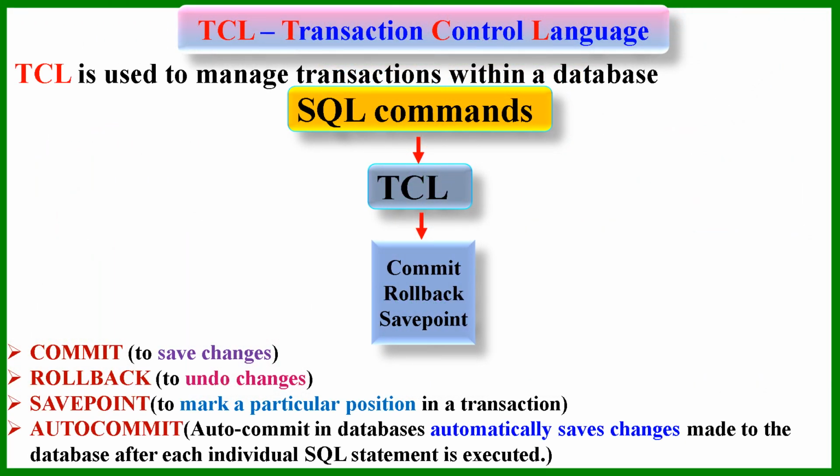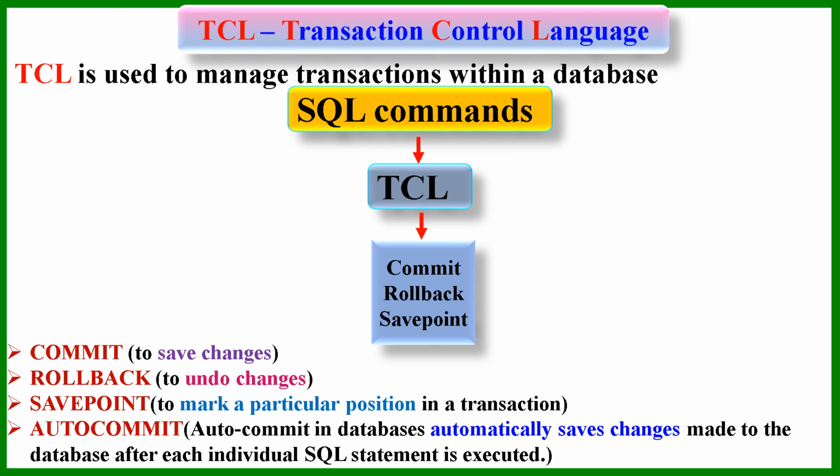TCL is used to manage transactions within a database. What is a transaction? A transaction refers to a logical unit of work that is performed on a database. It is a sequence of one or more database operations, such as inserts, updates, deletes, or queries, that are executed as a single, indivisible unit. TCL includes commands like commit, to save changes, and rollback, to undo changes, ensuring the integrity and consistency of data in a database during transactions.